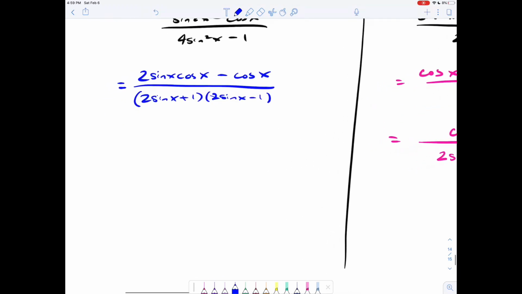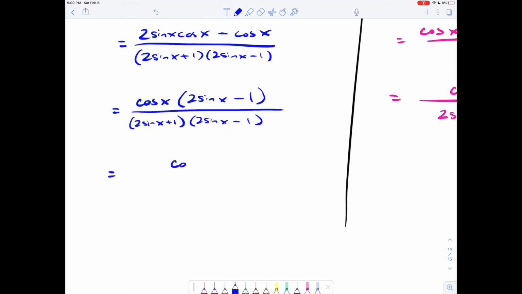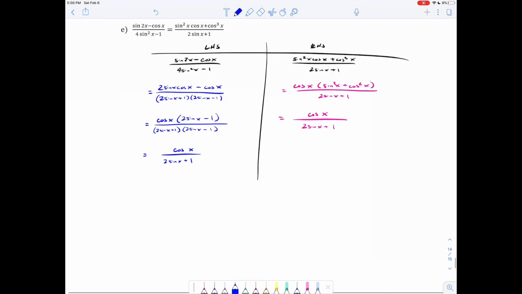Nice. Erase that. So then on top I've got that cos x common factor. Yes, this is the way. And then these two things can cancel each other out, which means I've just got that. Yes. So my left and right sides are equal.